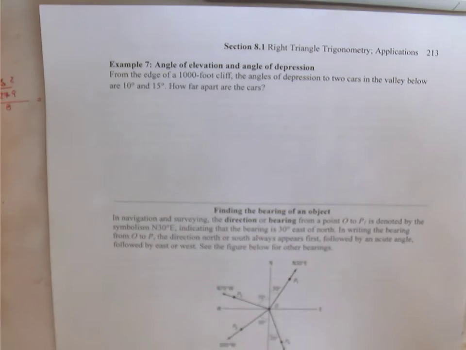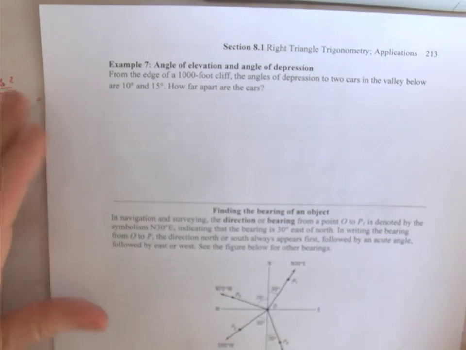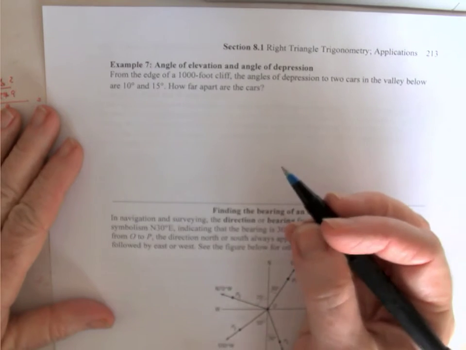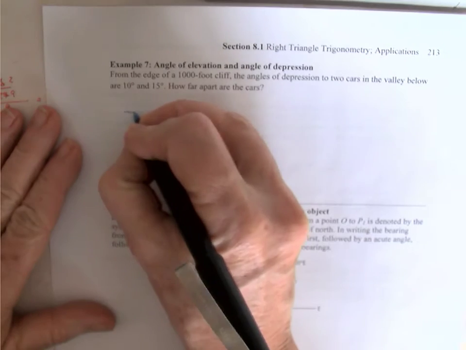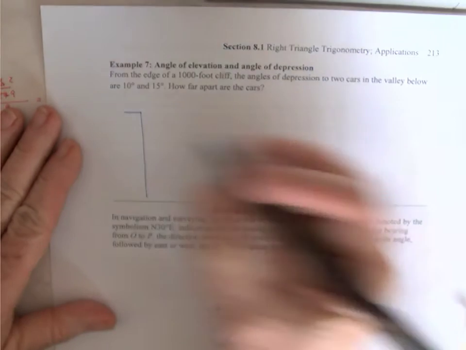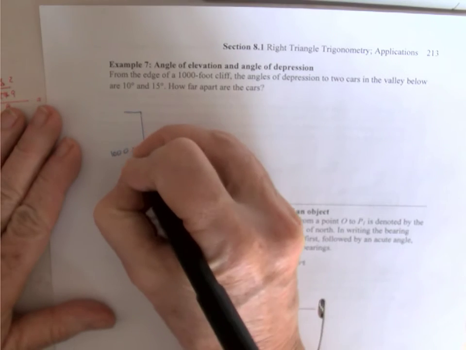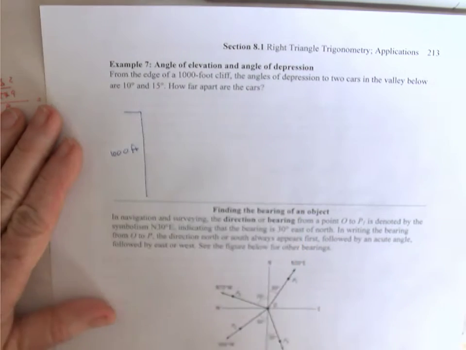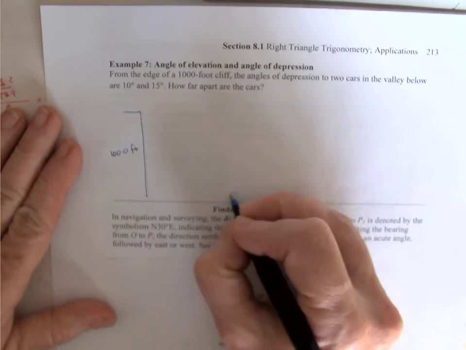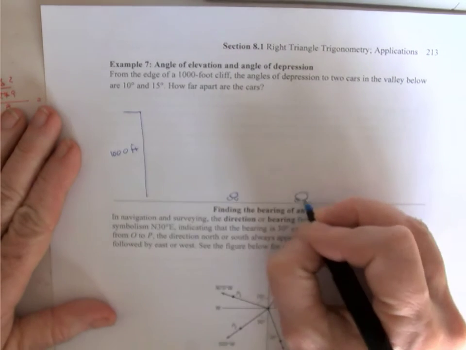Example 7 is a teeny bit more challenging in that you have to draw the diagram. So we have a 1,000-foot cliff, and then we have angles of depression. So I'm going to draw the cliff. I know that the cliff is 1,000 feet tall. And there are 2 cars down in the valley. Here's a car, and here's a car.